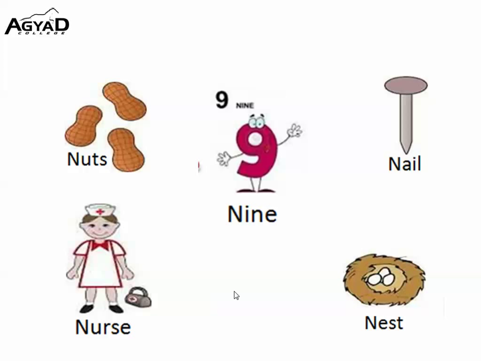What else starts with N? It's nest. Nest, this is the home for the birds. That's where they keep their eggs. It's called nest. So it's nest. Very good, KG1. Okay, and by this we have finished the sound N. Let's say goodbye.